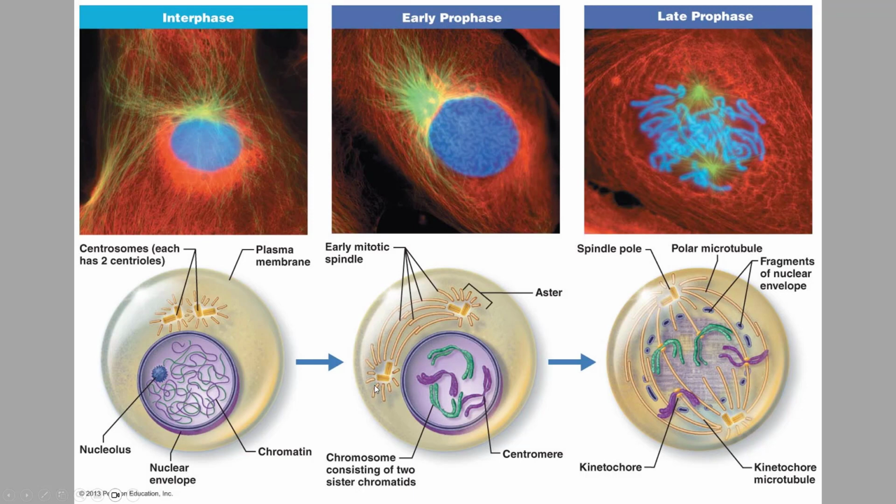Some of them move just towards the edge of the cell. Those are called the aster. That means star. Some of them reach towards each other. That's called the mitotic spindle.